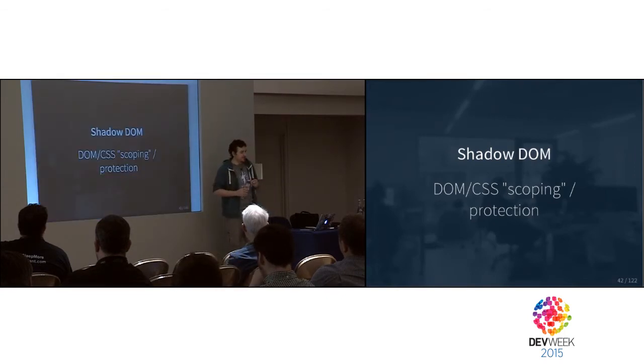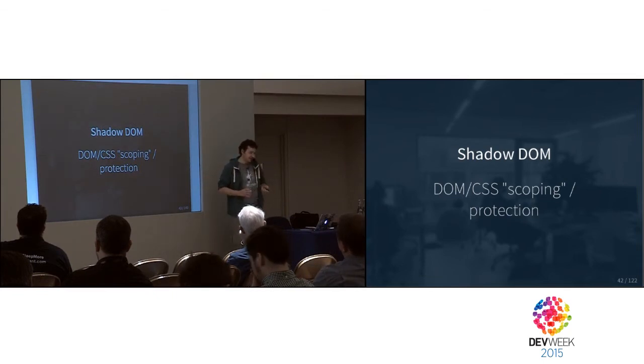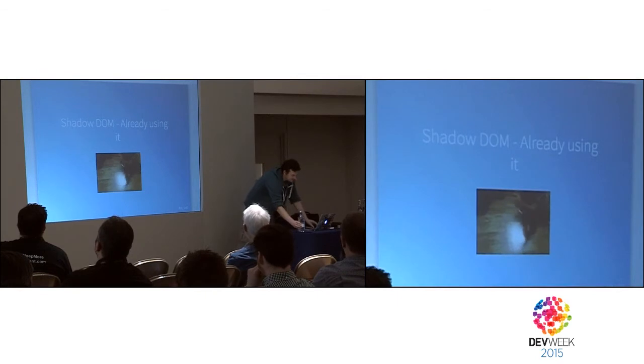So the next thing is the shadow DOM. The main point of the shadow DOM is to offer some sort of document object model, CSS scoping, protection. I'll explain what that kind of means. Firstly, what is the shadow DOM? So I've got to try and click on this, and we'll see what happens again.